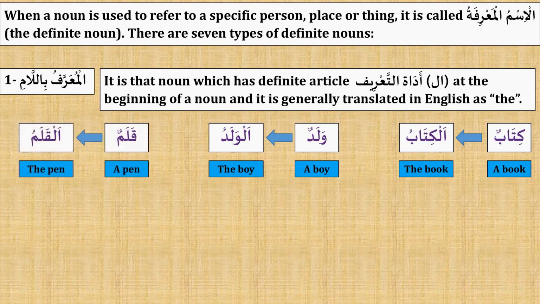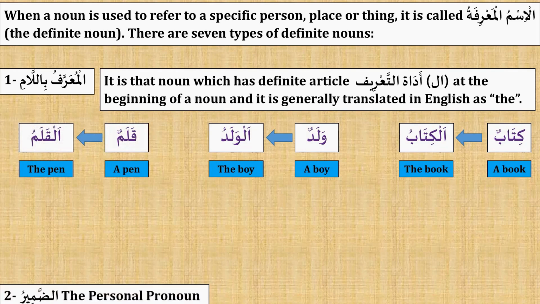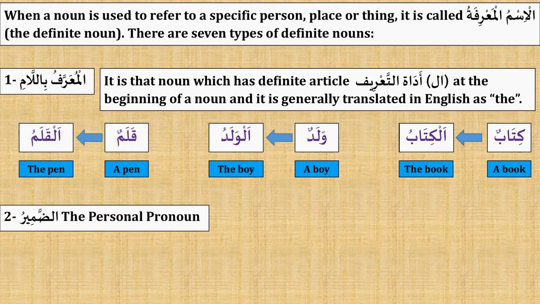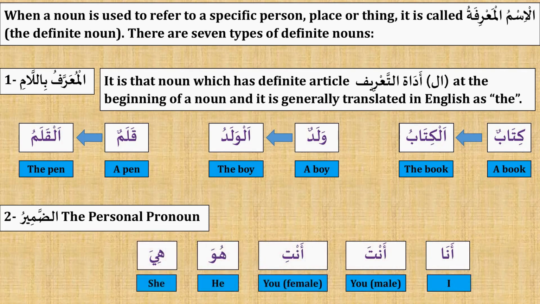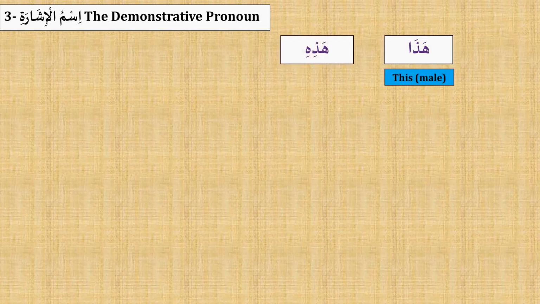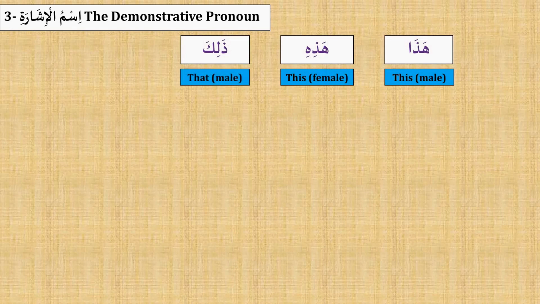Al-qalamu, the pen. The next type of definite noun is ad-damir, the personal pronoun. Examples: ana, I; anta, you male; anti, you female; huwa, he; hiya, she; and nahnu, we. The third one is ismul ishara, the demonstrative pronoun. Hada, this for male; hadihi, this for female; dhalika, that for male; and tilka, that for female.